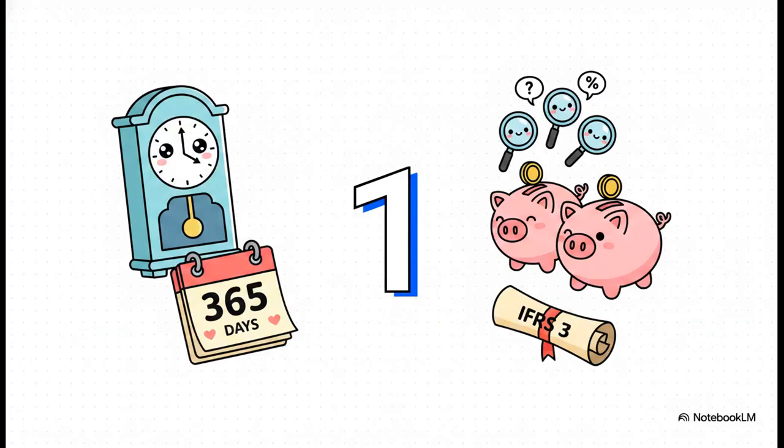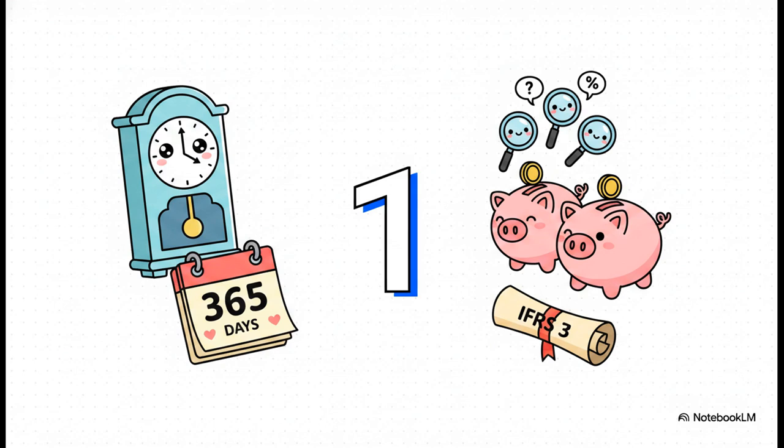Finally, Section 5. After the deal. So the handshake is done and the initial math is calculated. But how do we handle things when the dust settles and new information comes to light? Well, IFRS 3 grants companies a measurement period to finalize their provisional accounting. But it comes with a strict, completely non-negotiable limit of exactly 1 year from the acquisition date.